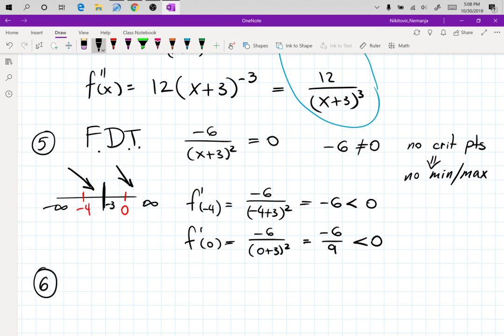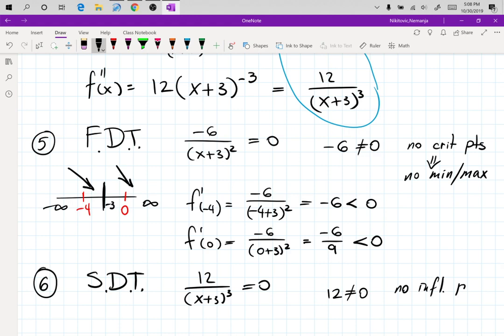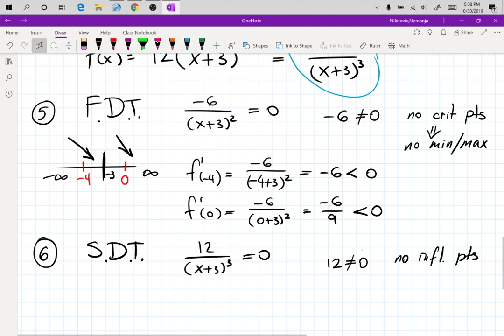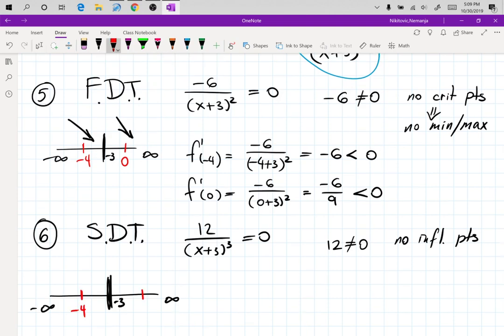Number 6. The second derivative test is going to be when we take our 12 over (x plus 3) cubed, set equal to 0, and when you cross multiply, you get 12 equal to 0. Now that's no bueno, right? So again, no solution means no inflection points. But we still have a vertical asymptote. We can still use negative 4 and 0 to do the second derivative test.